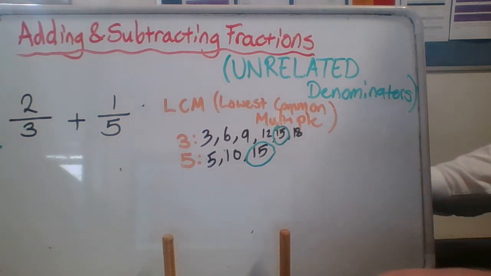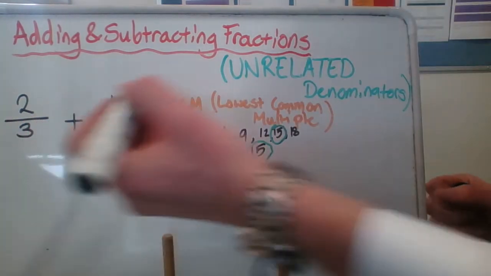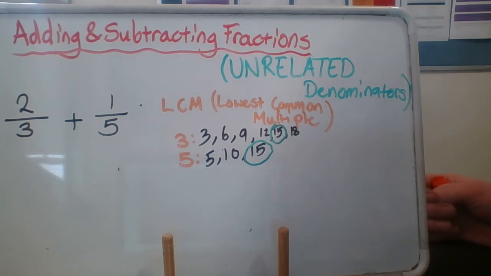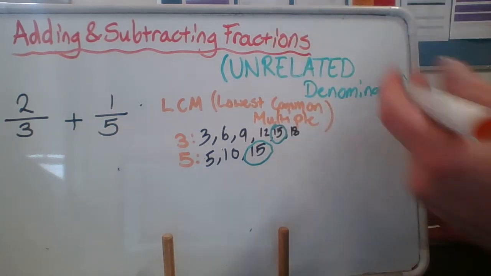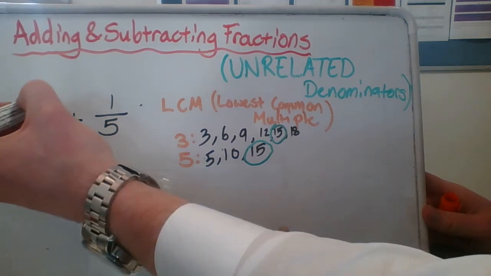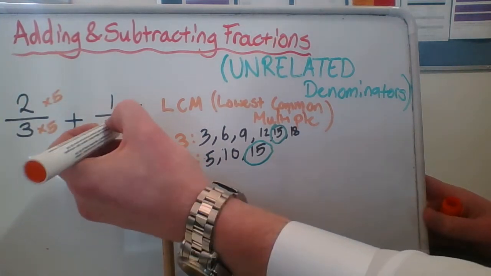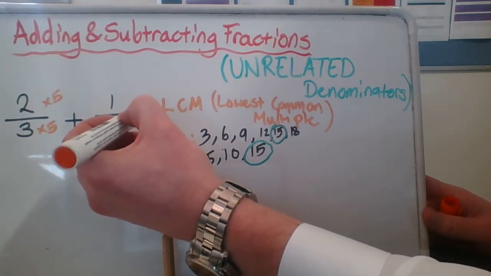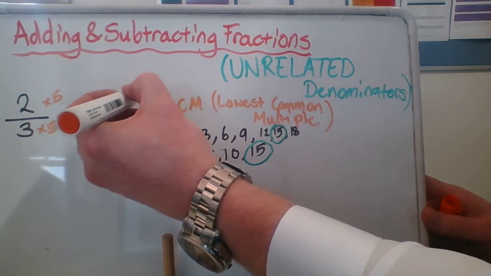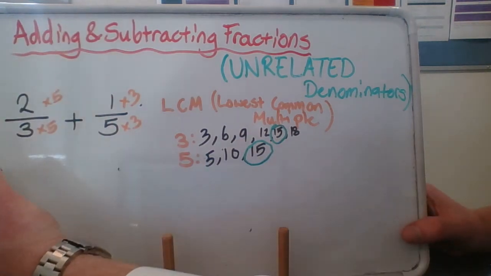So what I need to do now is think of what I need to multiply these fractions by to make 15. Okay, well, not to multiply a fraction, but what multiplier are we going to use? So here I'm going to multiply 3 by 5, which means I need to multiply the numerator by 5. And over here, it's going to be the fifths. I'm going to multiply by a multiplier of 3, like this.